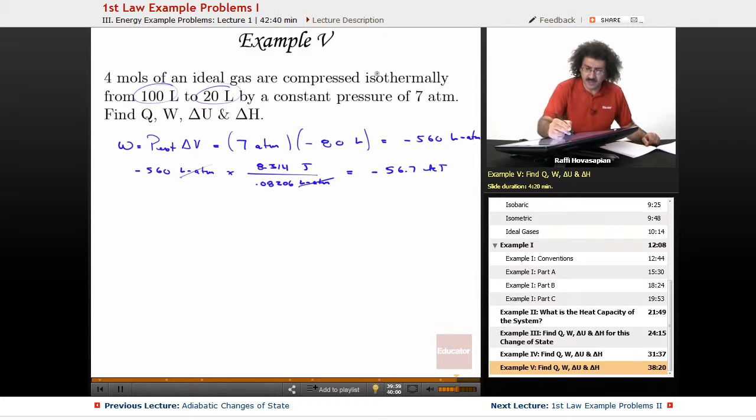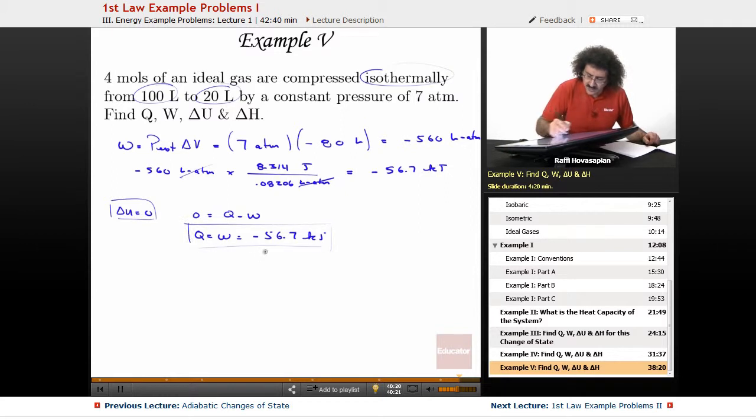Well, it's an isothermal process. So we already know that for an isothermal process, delta U equals 0. And if delta U equals 0, that means 0 equals Q minus W, which means that Q equals W. So Q equals minus 56.7 kilojoules. So that takes care of Q. And we have already worked out the delta H part.